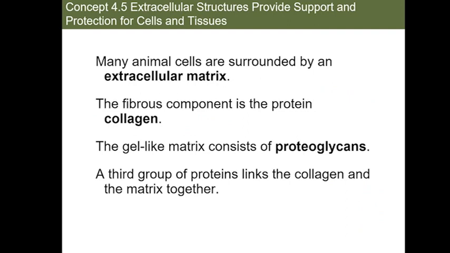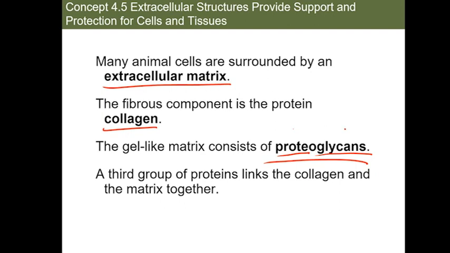Many animal cells are surrounded by an extracellular matrix. The fibrous component is the protein collagen. So this is what gives your skin nice and bouncy. That's collagen for you. It's a protein. The gel-like matrix consists of proteoglycans. So that's protein and glycan. So it's a protein, carbohydrate.